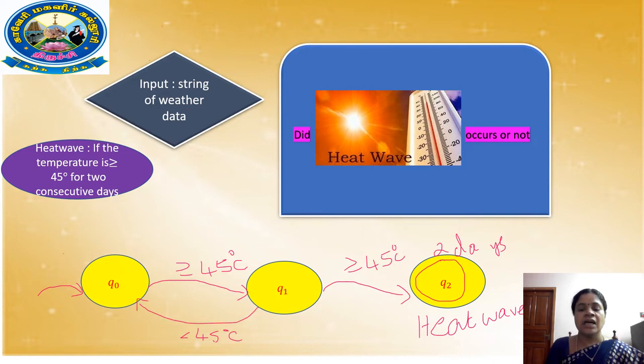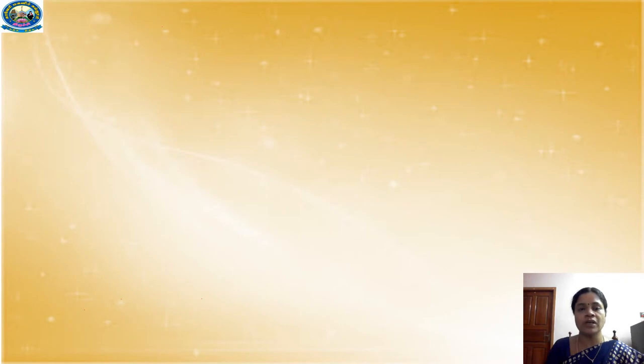Suppose the heat wave does not occur on the second day, we have to move from Q1 to Q2 again. Then we have to do the process again. And if the heat wave has occurred, then surely a temperature less than 45 degrees will also be in Q2. And if it is greater than or equal to 45 degrees, it will also be in Q2, because the heat wave has already occurred.